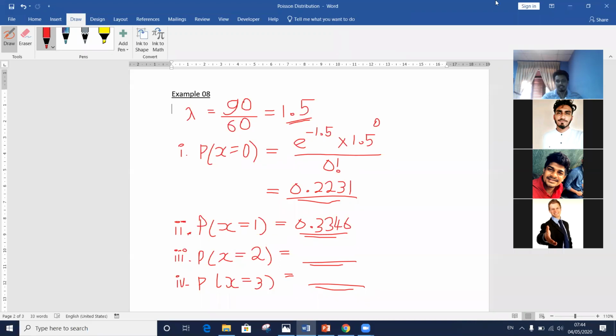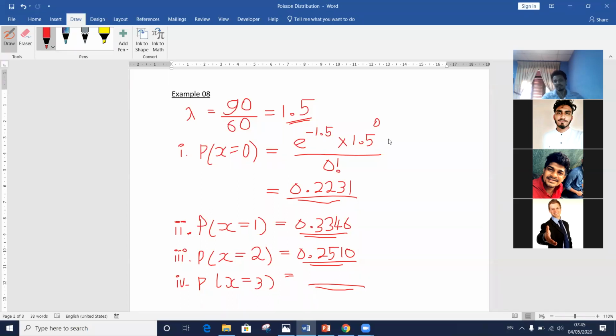Part 3. 0.2510. Part 4. Probability of getting exactly 3 calls per minute. E to the power minus 1.5 into 1.5 to the power 3 divided by 3 factorial.